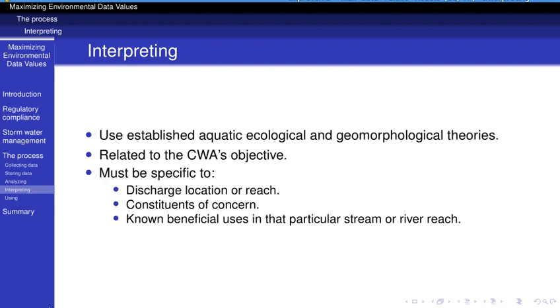Robust comparisons with previous data from discharge and upstream reference sites should form the foundation for interpreting monitoring results as they relate to the CWA objective of restoring and maintaining ecosystem integrity. There is no cookbook approach to interpreting geochemical data. Each permitted discharge location, the season, storm intensity and duration, and other factors all affect the meaning of the collected and analyzed data.